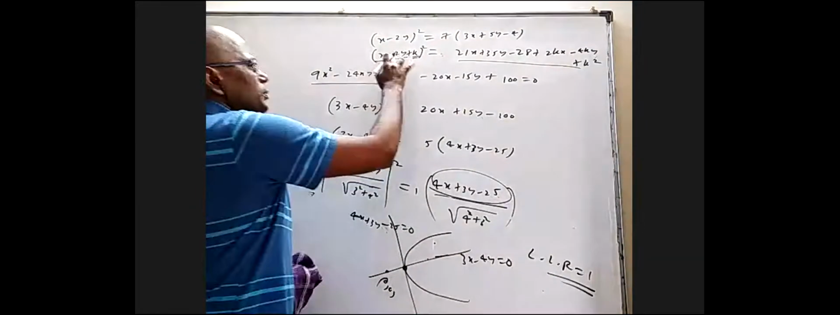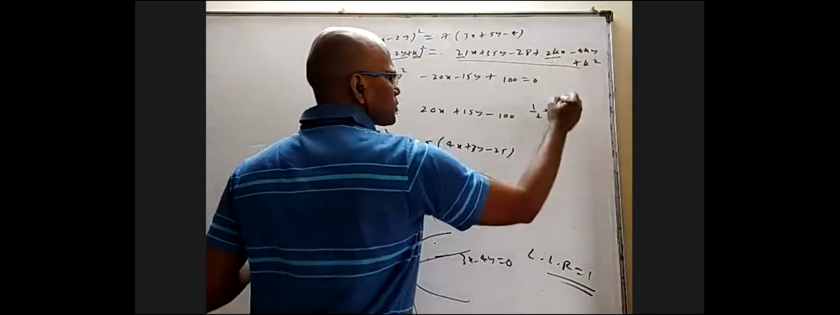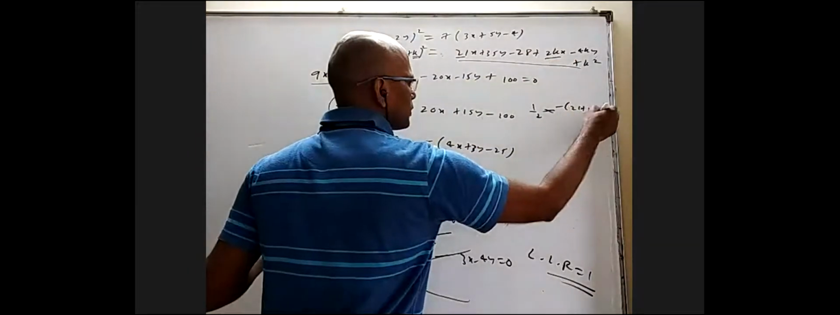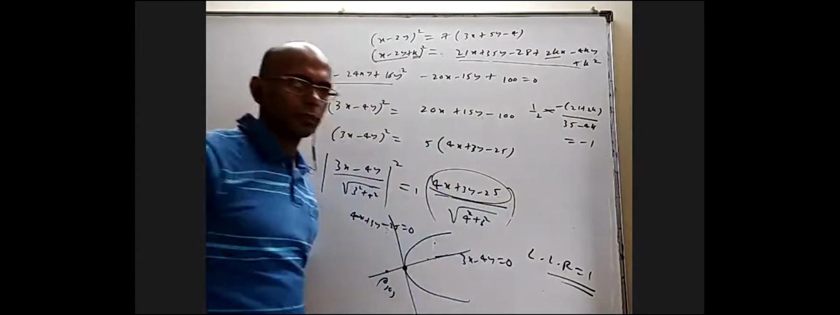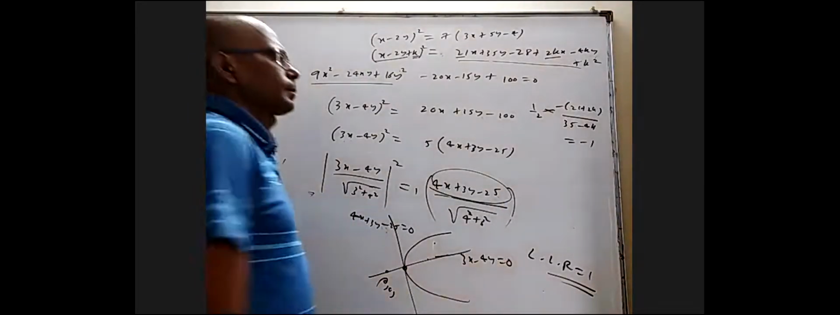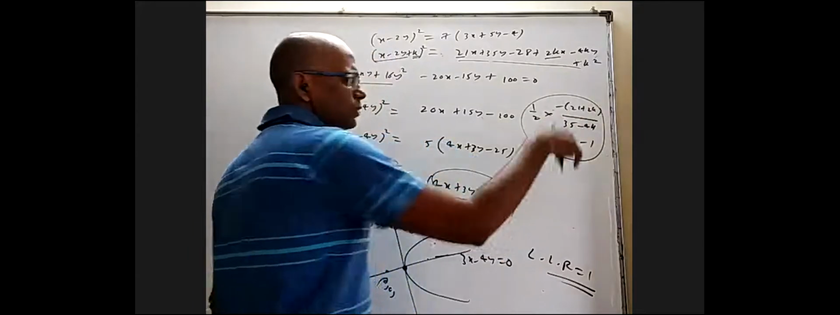For that, what is the slope here? 1 by 2. What is the slope here? X coefficient is 21 plus 2k, so minus of (21 plus 2k) over the Y coefficient, 35 minus 4k. That should be minus 1. From that, we'll get the k value.